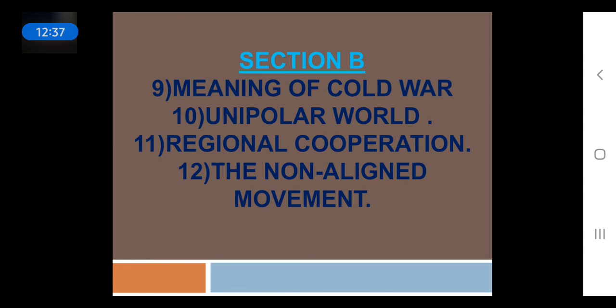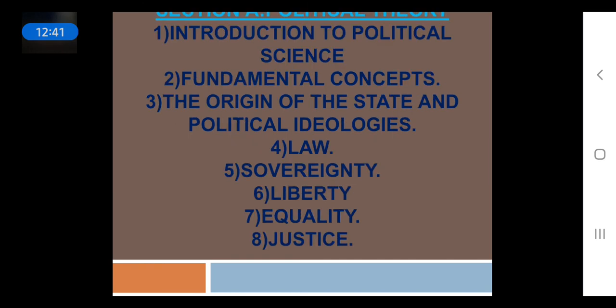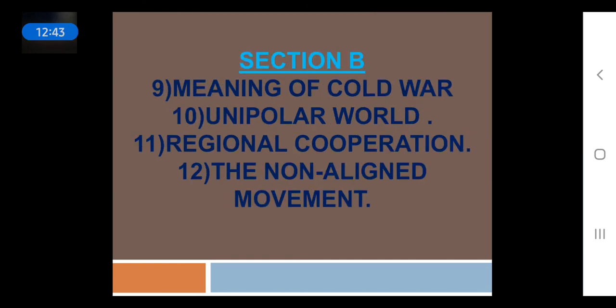So students, this is all about section B. This is section A, and this is section B. These are the things which we will be studying in class 11 of political science. These are the contents, the syllabus of your class 11. We'll be starting the next class, and I'll start with the introduction to political theory.